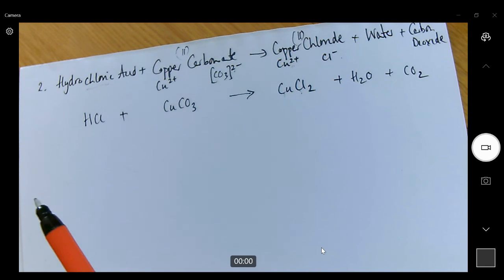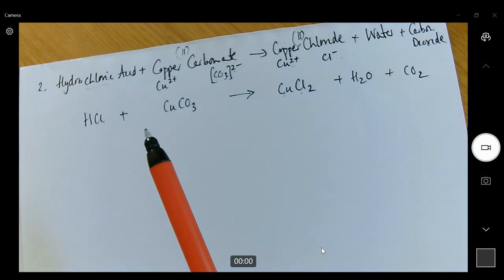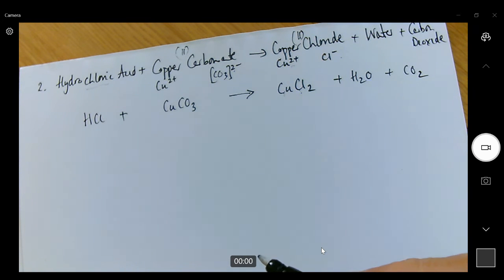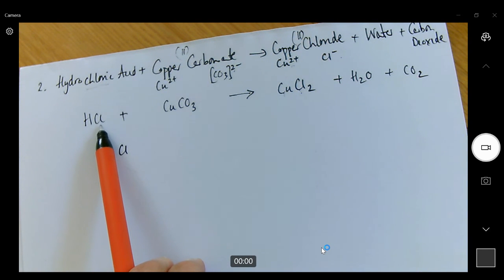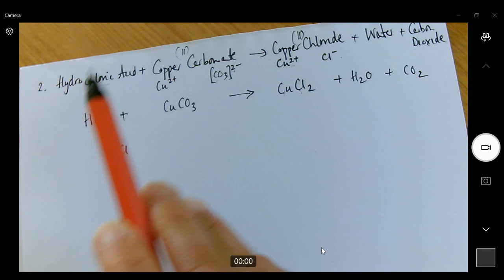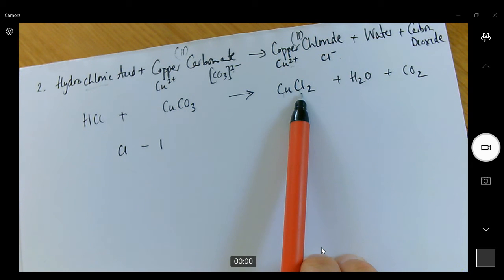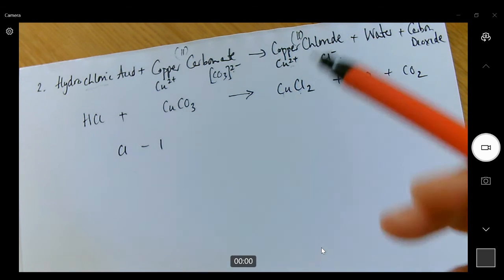So what I do is I work through each atom and I balance them up, working through each one at a time. So let's start. And it'll become more clear when you see my method. So I'm going to start with chlorine. In my reactants, I have 1 chlorine. In my products, I have 2 chlorines.